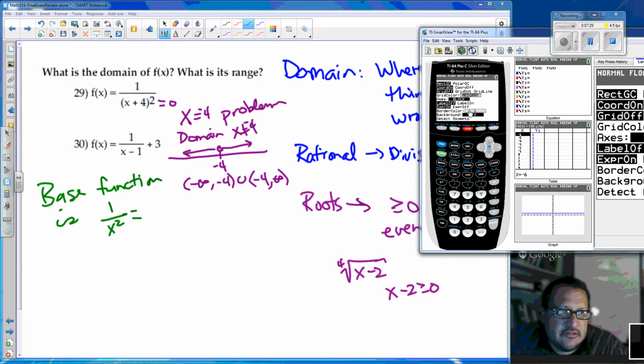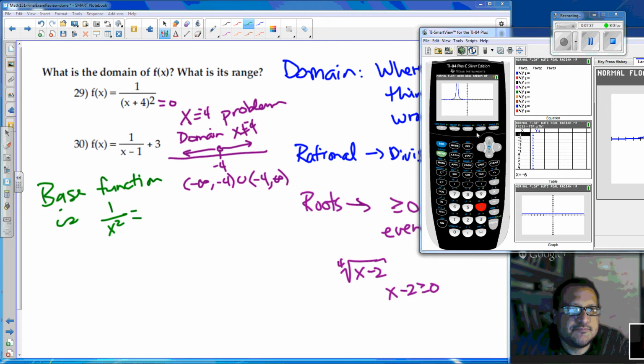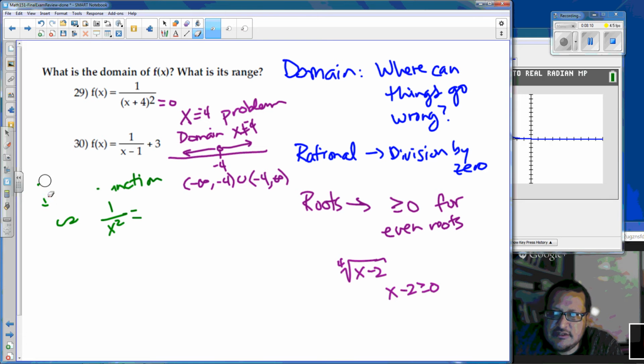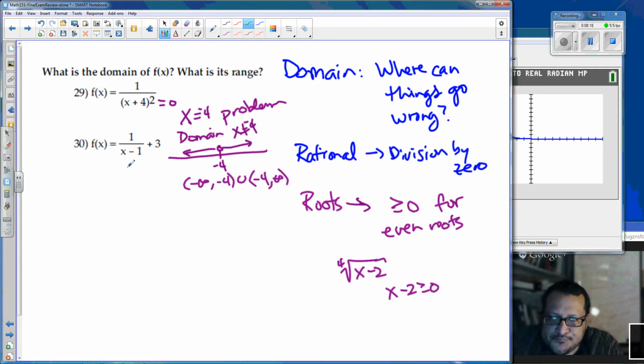I'm going to make sure everything's reset. Zoom standard. So here we can see the base function looks like this. You can see here that it's moved over negative 4 and it's not defined at negative 4, so that's the domain. The range here is pretty obvious. It's going to be all positive. Which y values does it take on? Anything greater than 0 to infinity. It never goes down here. So using the graph, that's how I'm going to answer this question. So the range, this is all still number 29, is 0 to infinity.